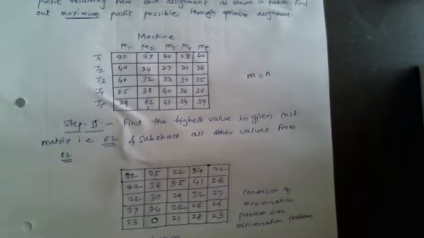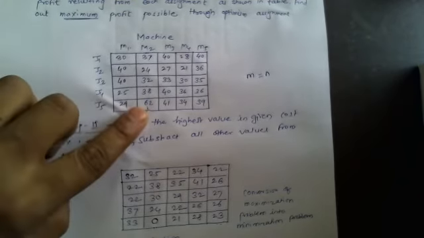Anything else? I will repeat the procedure quickly. See, we have started the maximization numericals. So first step, what we have to do? We have to check whether the given matrix is a square matrix or not. So in this question, the given matrix is a square matrix. So we'll go for step number 2. What is step number 2? We have to find the highest value in the given matrix. So in this given matrix, 62 is the highest value.